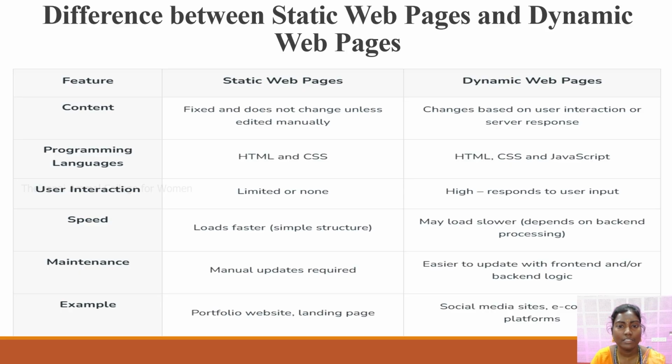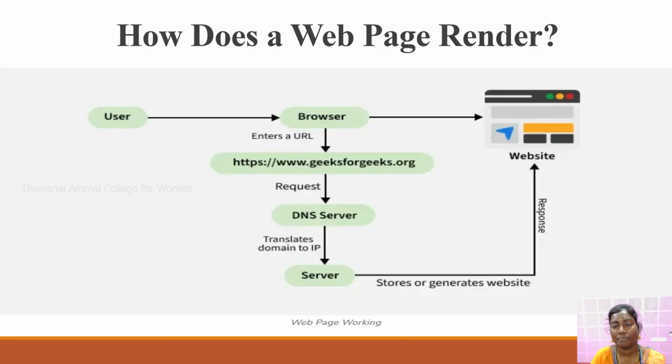And maintenance: in static web pages, manual updates are required, whereas dynamic ones can easily be updated with the help of front-end or back-end logic. Examples for static web pages are portfolio websites and landing pages, and dynamic web pages are social media sites and e-commerce platforms. These are all dynamic web pages.